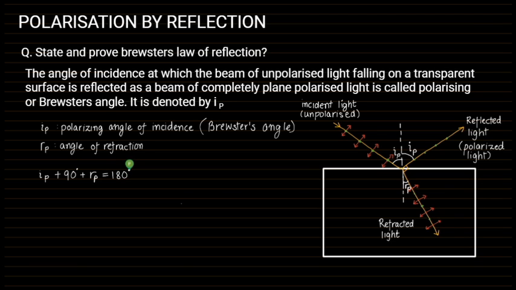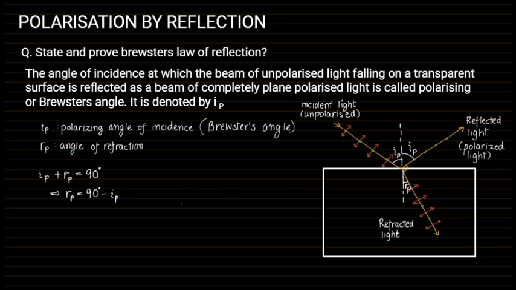Now, sending this 90 to the other side, 180 minus 90 will be 90 degrees. Therefore IP plus RP should be equal to 90 degrees. If I send IP to the other side, then RP equals 90 minus IP. So this is the relation between IP and RP.